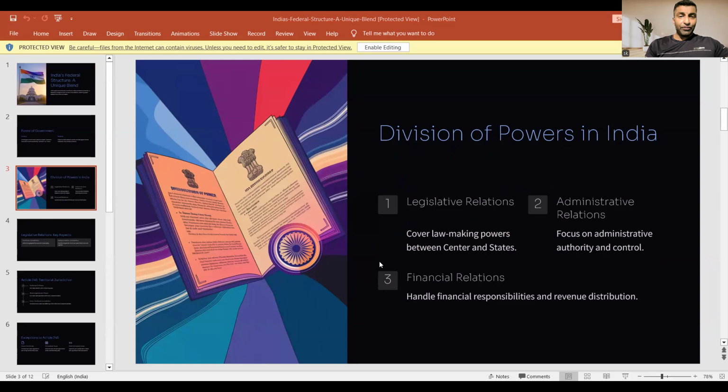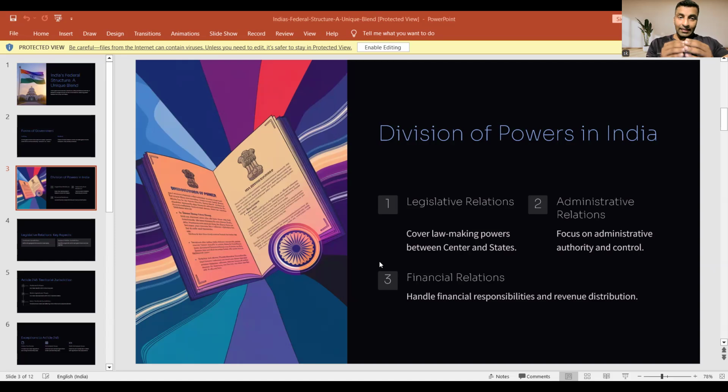Let's try to understand India's federal structure. In a federal setup, the main feature is division of power between the center and the state. In India, the division of power is categorized under three broad relations, which are outlined very clearly in the constitution. First is legislative relations, which cover the lawmaking process. Then comes administrative relations, which focus on administrative authority and control. And then comes the financial relations, which handle the financial responsibilities and the revenue distribution.